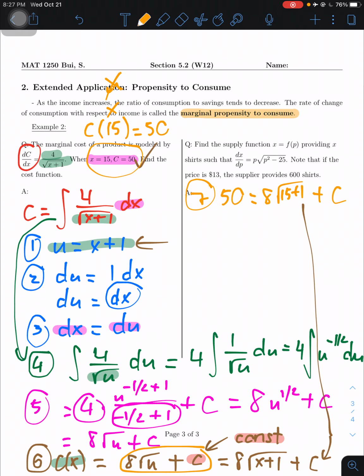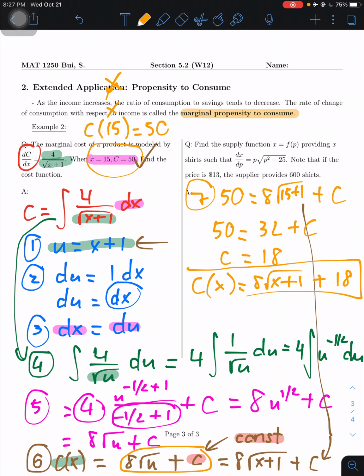And lastly, how can we solve for c in here? If you were to put it in a calculator, let me do it step by step again. On the left hand side, we're still going to have 50, and on the right hand side, this is 32, and then plus c. So then my c equals, what is it, 18? So then my final answer, the cost function in here, equals 8 square root of x plus 1 plus 18. Let me rewrite it really quick because it looks ugly. And this is what I'm looking for.